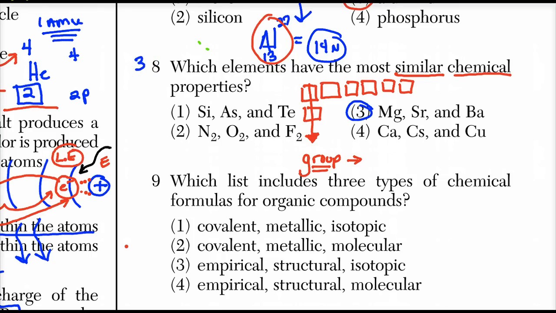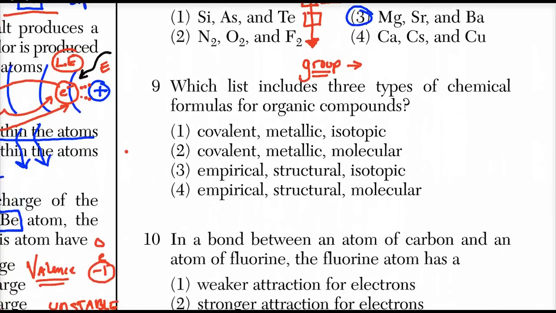Number 9. Which list includes 3 types of chemical formulas for organic compounds? Now, organic compounds, as I've been saying in some of my other questions, are one of the largest numbers of molecules and compounds that exist in chemistry. In fact, they are the greatest in number because of their carbon chains and their ability to bond to so many other different carbons. So structure is really important here.